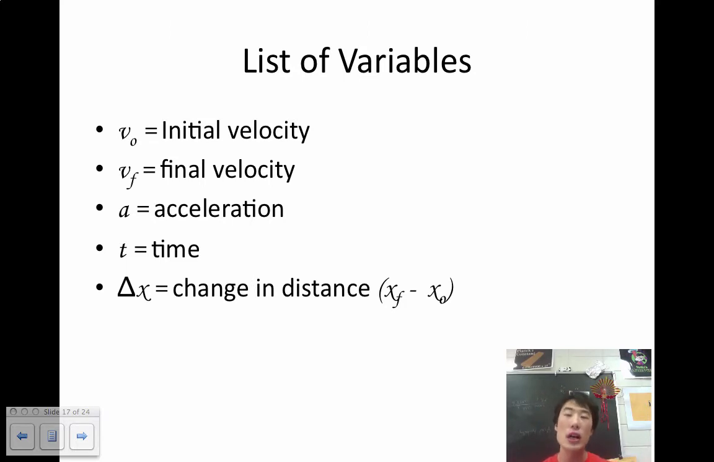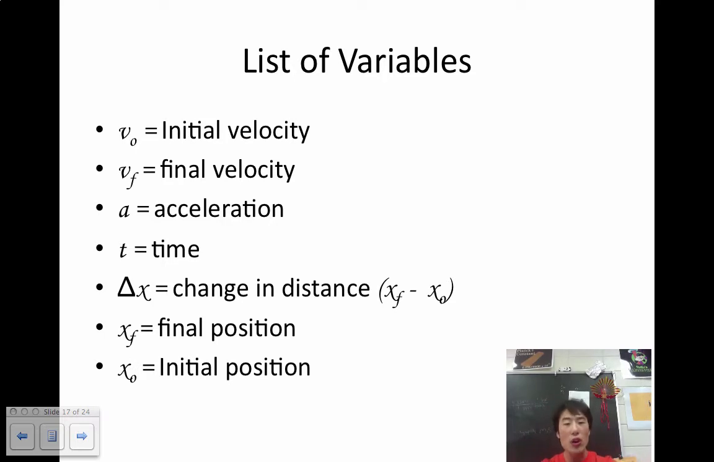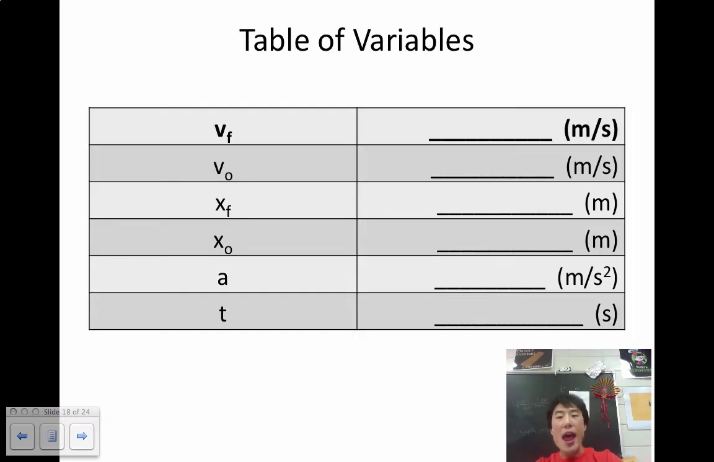Remember, we learned about delta in our distance and displacement video, but in case you didn't watch it, and you should watch it, delta just simply means change. Final minus initial. So in this case, it'll be final position minus initial position, or final distance minus initial distance. X sub F means final position, X sub 0 initial position.